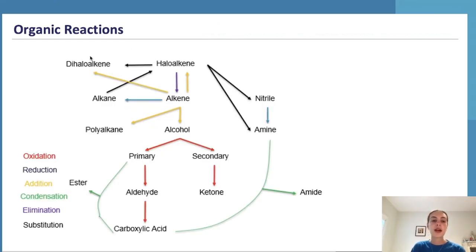So this is taken directly from the syllabus, and this is basically a summary of all of the organic reactions. I would recommend drawing this out, making your own version of this in order to show a summary of all these different reactions, and in order to help you memorize these, because you won't have a copy of this for the exam.